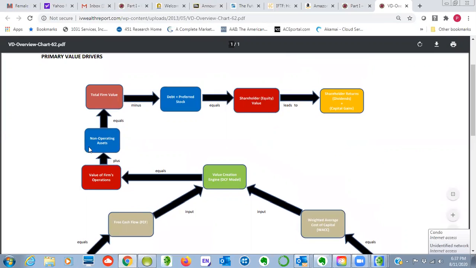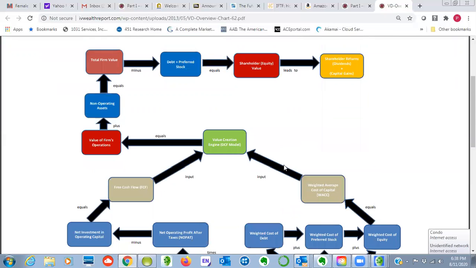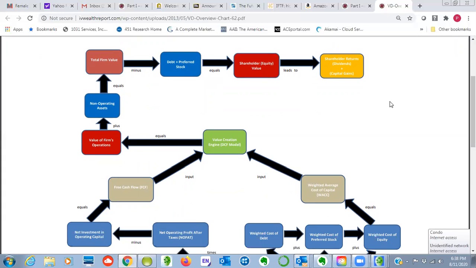Those other steps are adding non-operating assets, which would be primarily marketable securities, and subtracting out debt and preferred stock. That gives you the shareholder value. But the real intrinsic value, this value of the firm's operations, that's technically the intrinsic value that we talk about. And again, for those of you in the financial management course, we talk about how to do this in great depth. So I'm not going to do that here. You either have it or you will be having it.